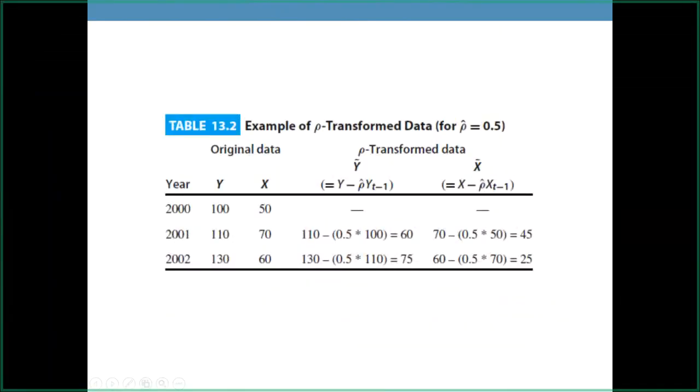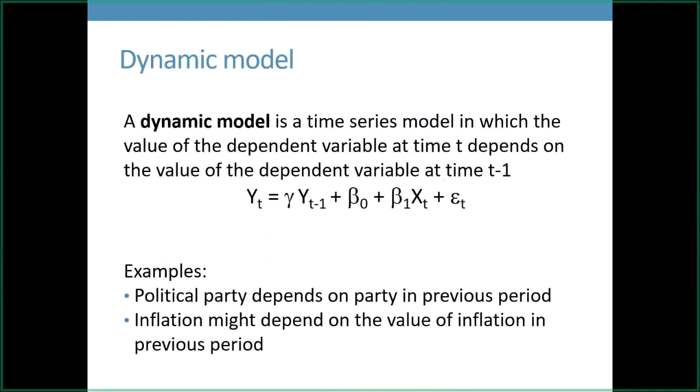Here's an example of what the transformed data would look like if rho were equal to 0.5. So that's where we got to in 272, which is that if you have autocorrelation in your data, you can detect it, and then you can correct for it using that Prais-Winsten GLS model.